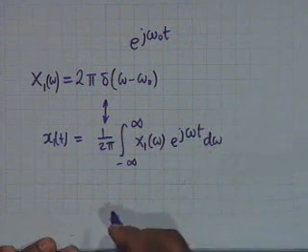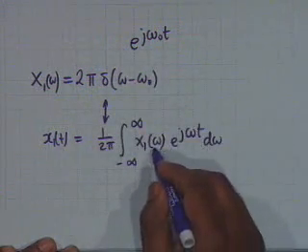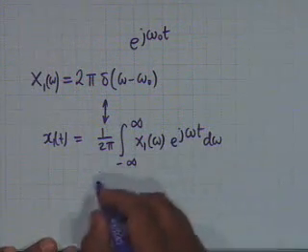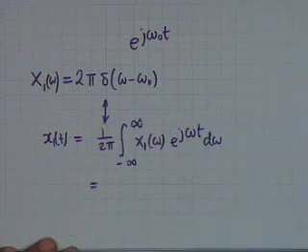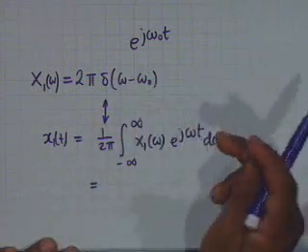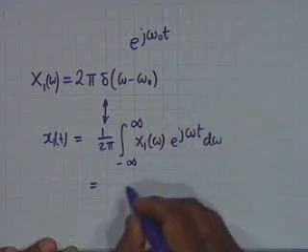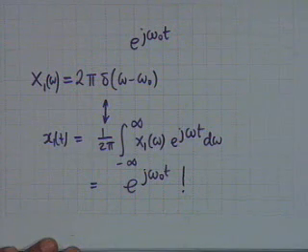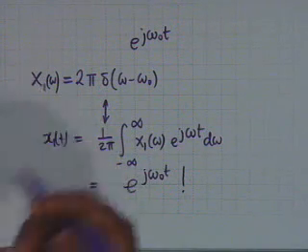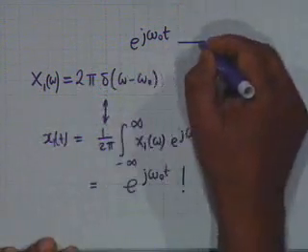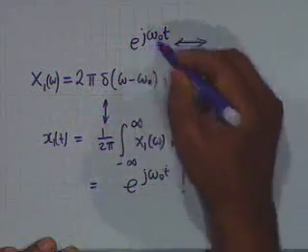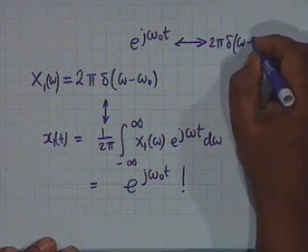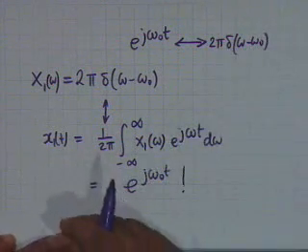Now, if you substitute X1 of omega equal to 2 pi delta of omega minus omega naught, then you see 2 pi and 2 pi cancel. Delta of omega minus omega naught exists only at omega naught, and therefore this integral simply becomes e to the j omega naught t. Isn't that right? We are doing it in the reverse fashion, and therefore we have established that e to the j omega naught t and 2 pi delta of omega minus omega naught are Fourier transform pairs.